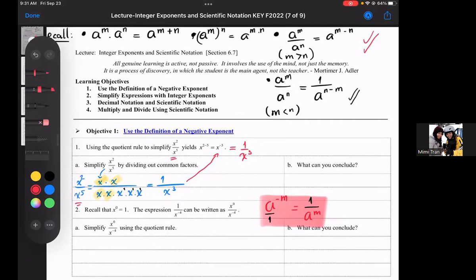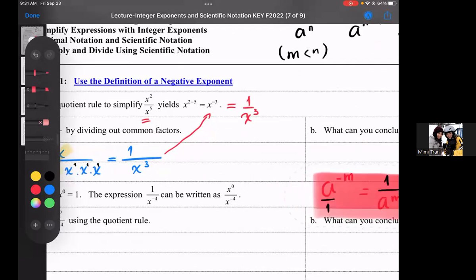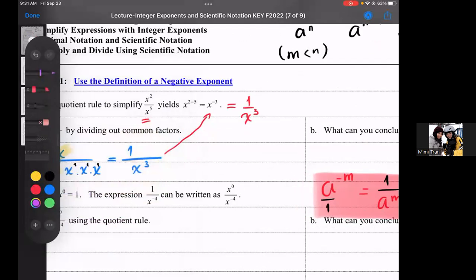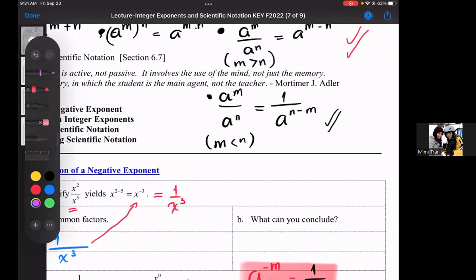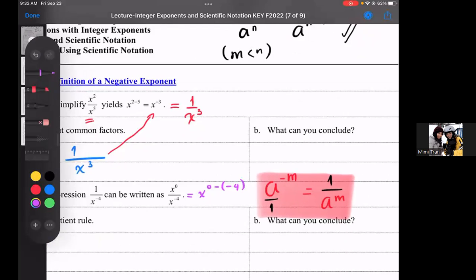So this one right here, let me rewrite this one. Move it to the right. I've run out of color here, so we pick purple. If I'm using this rule right here, I'm going to take x to the 0 minus negative 4, right? M minus n. It'll be what? What's 0 minus 4?